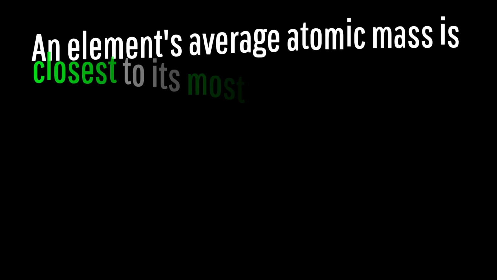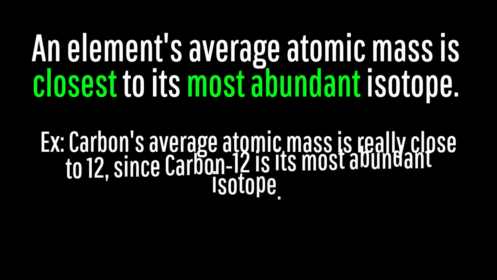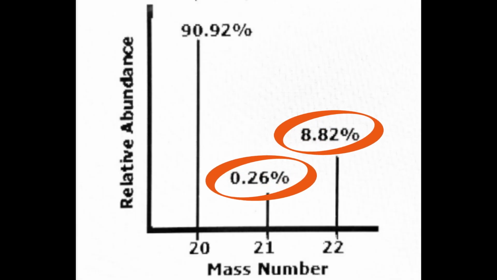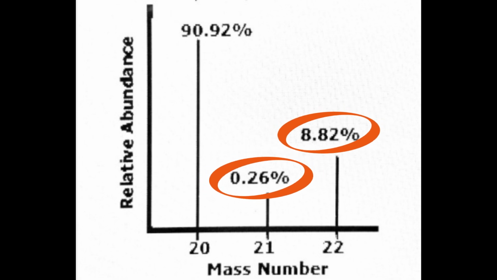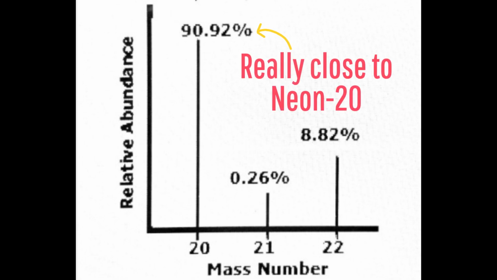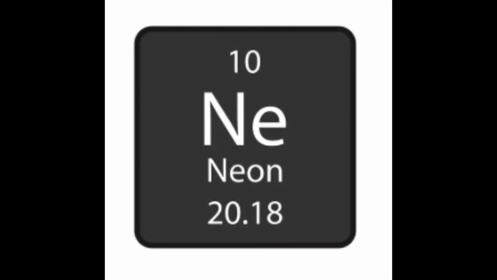And as we saw with our carbon calculations, the average atomic mass of an element is usually closest to the mass of its most abundant isotope. Carbon-12 had the highest percent abundance, and so carbon's average atomic mass was really close to 12. Here, although there are small amounts of neon 21 and neon 22, neon 20 is definitely the most abundant. So we can estimate that neon's average atomic mass is really close to 20, if slightly above 20, due to the small presence of neon 21 and neon 22, which have more mass than neon 20. And looking at the periodic table, we can see that the average atomic mass for neon is 20.18.